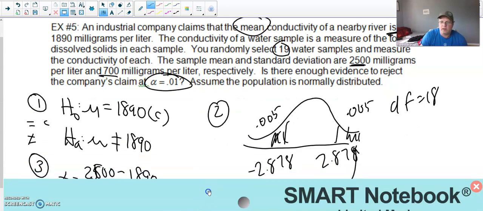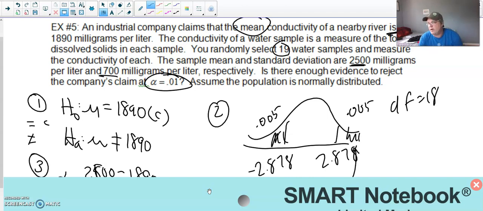It's a 0.01, so don't tell me 0.05, because 0.05 is not half of 0.01. 0.005 is half of 0.01. Look at the degrees of freedom. Where are you? 18, because there's 19 water samples. Remember, you can either look at the column that says area in one tail or area in two tails, but you have to be very careful. Area in one tail is 0.005. Area in two tails is 0.01.